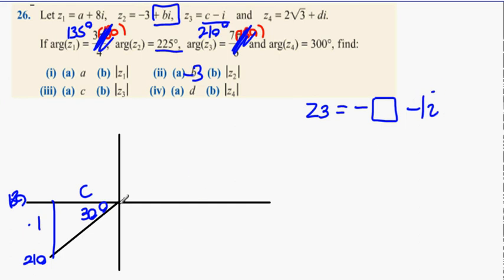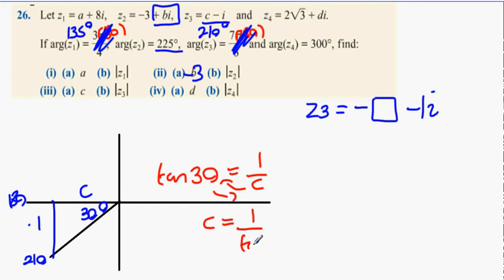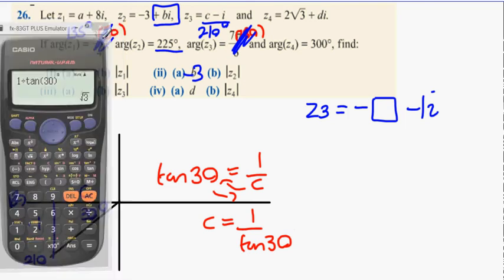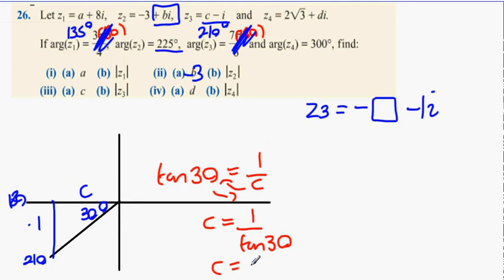So to figure this out, we're going to say that tan 30 is equal to 1 over C. C therefore, when you bring the C up and the tan 30 down, it's going to be 1 over tan 30. So 1 divided by tan 30. And what we get here is root 3. So C equals root 3. But please remember, it's root 3 to the left, so it's minus root 3. Okay? So C is minus root 3.